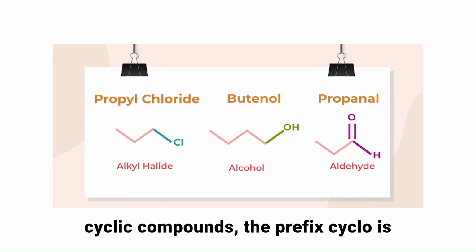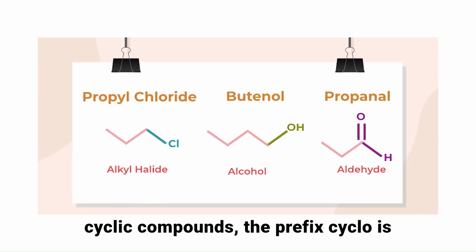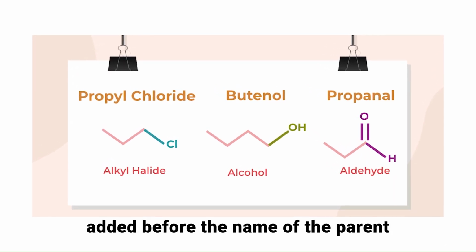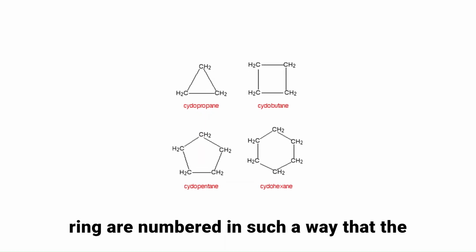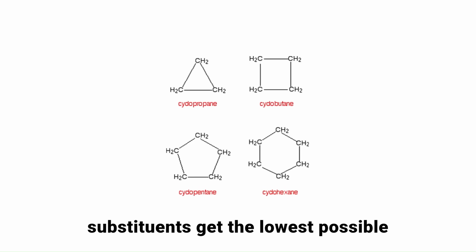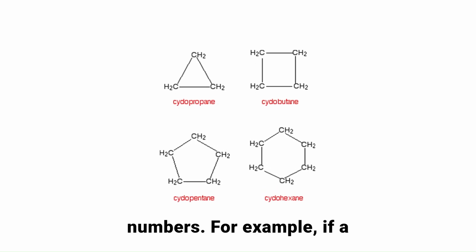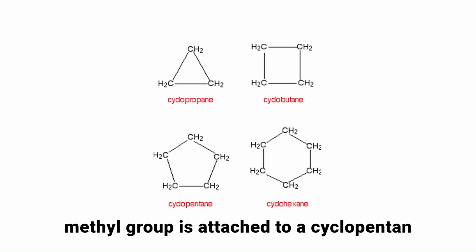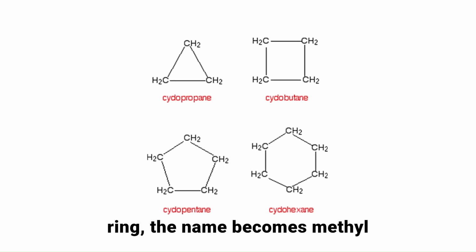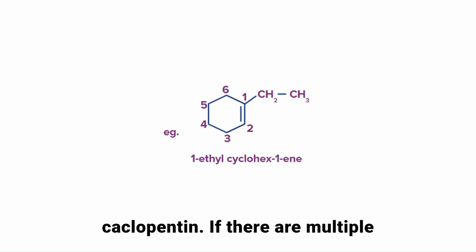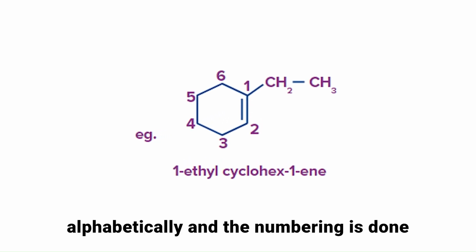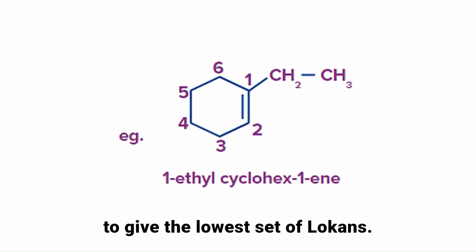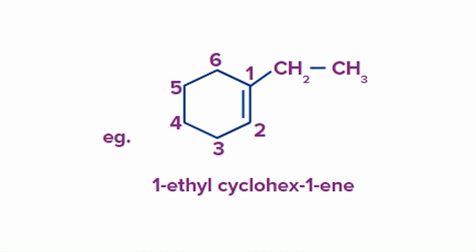When dealing with cyclic compounds, the prefix cyclo is added before the name of the parent chain. The carbon atoms in the ring are numbered in such a way that the substituents get the lowest possible numbers. For example, if a methyl group is attached to a cyclopentane ring, the name becomes methylcyclopentane. If there are multiple substituents on the ring, they are listed alphabetically, and the numbering is done to give the lowest set of locants.